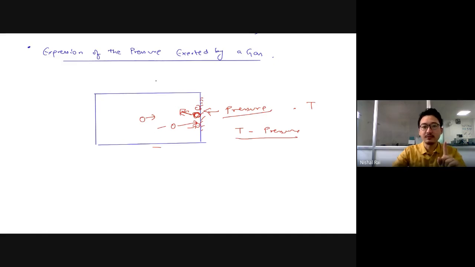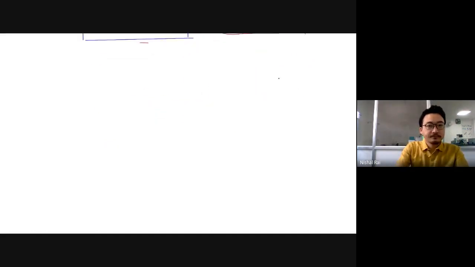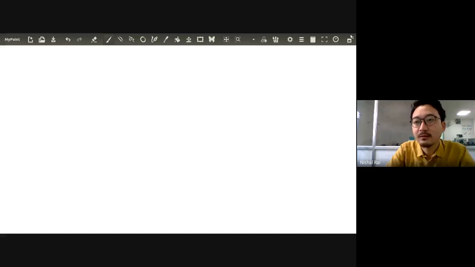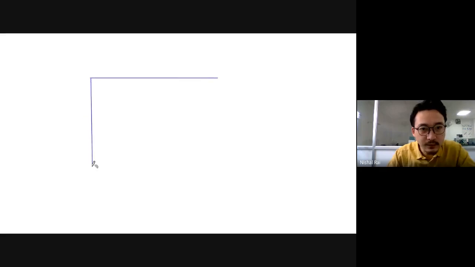So for a given temperature it will be fixed, because for constant temperature they will always move at a constant speed. Now, if you increase the temperature, the pressure will increase. So let's try to get an expression for that one. Now what do you have? You have a three-dimensional box. This is a very badly made box, but still it's fine.